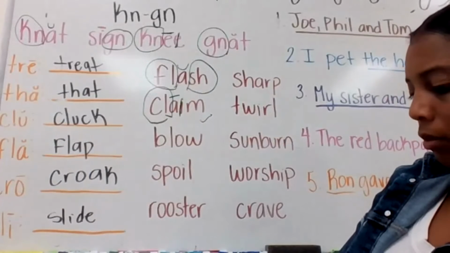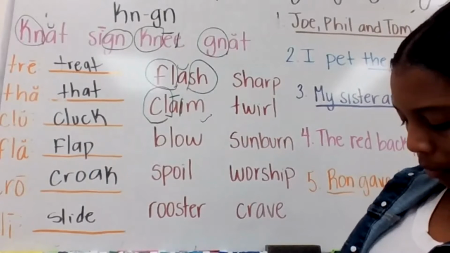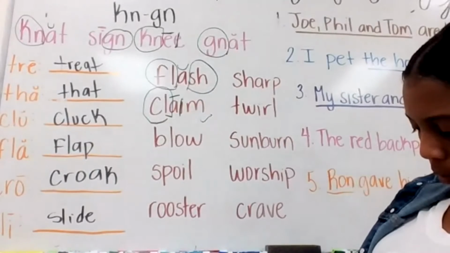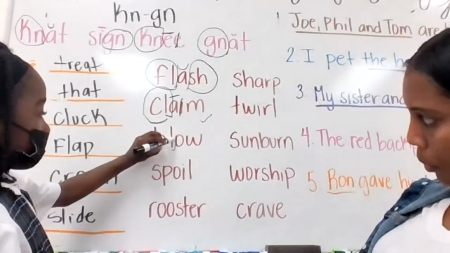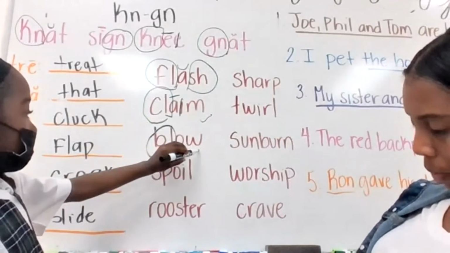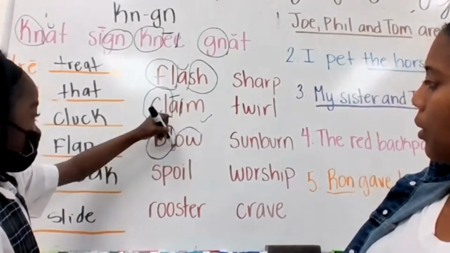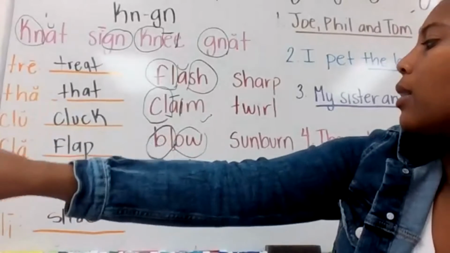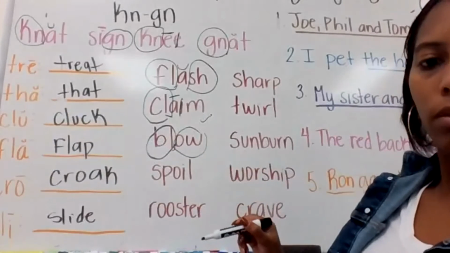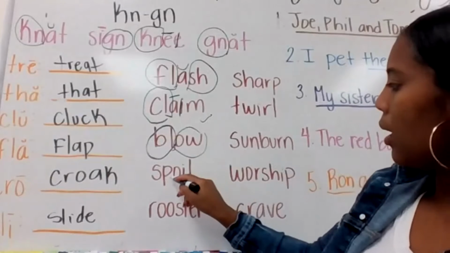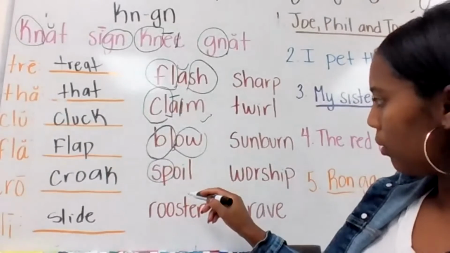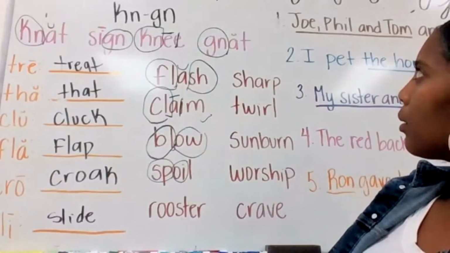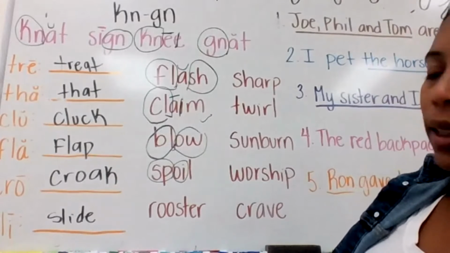Claim. Kinley. B-L and O-W. What's the word? Blow. Okay, next one, Dennis. What are the sounds? S-P. And O-I. What's the word? Spoil. Good.